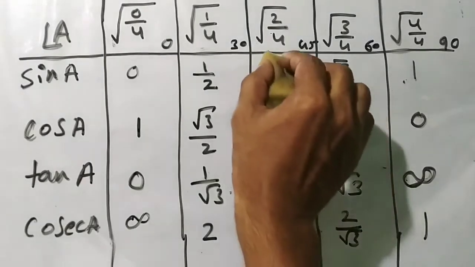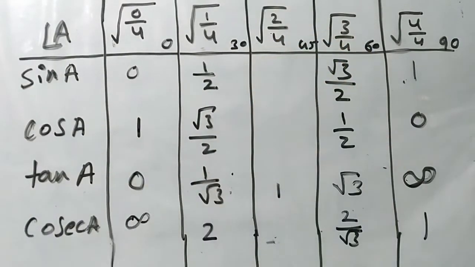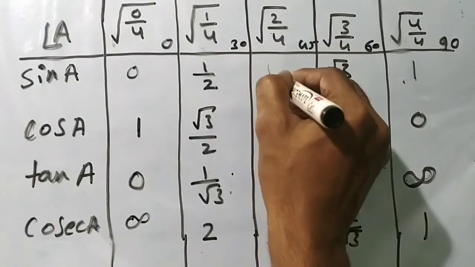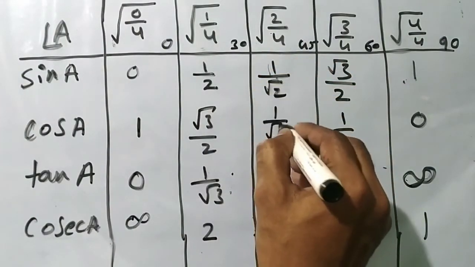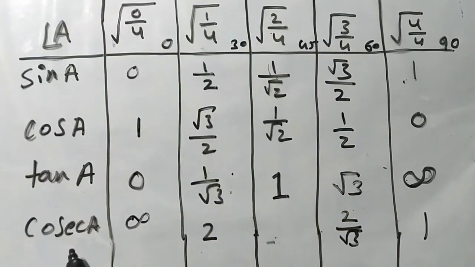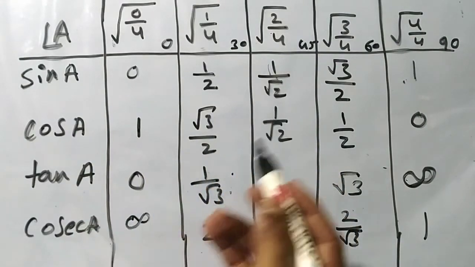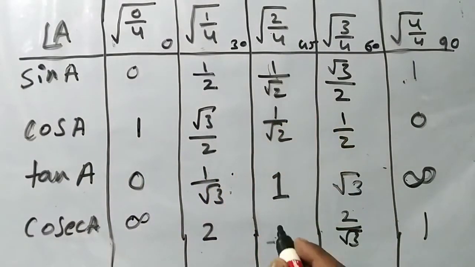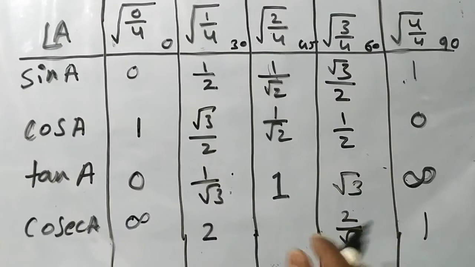So here I will erase root 2 by 2 and write 1 by root 2. So sine 45 is 1 by root 2, and cosecant is equal to 1 by sine. That is 1 by 1 by root 2, which is root 2. So here we get cosecant 45 is equal to root 2.